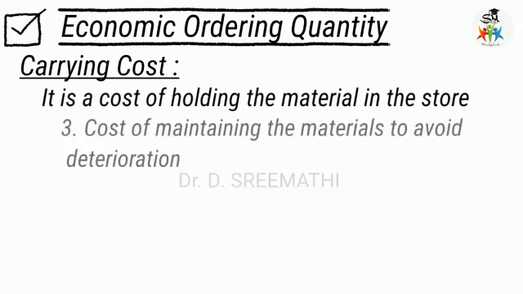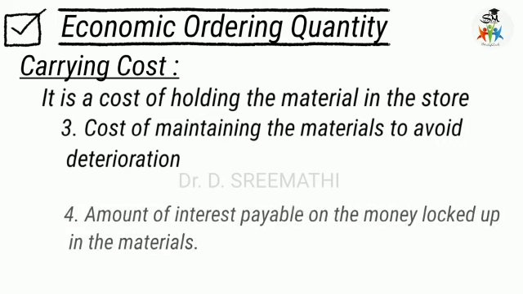Then the cost of maintaining the materials to avoid deterioration. If the materials are kept, they should be safeguarded from deterioration, so certain materials are used to safeguard the raw materials, and that is a cost. And then the amount of interest payable on the money locked up in the materials; if the industry purchases huge material, the interest on that amount is also considered a carrying cost.